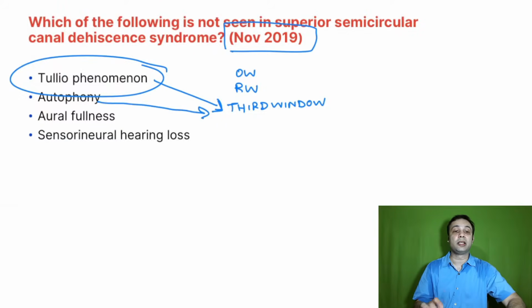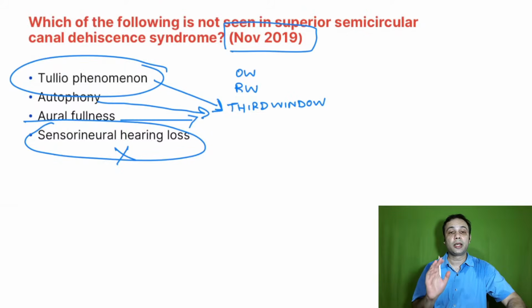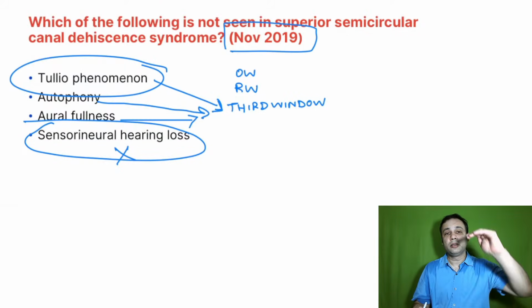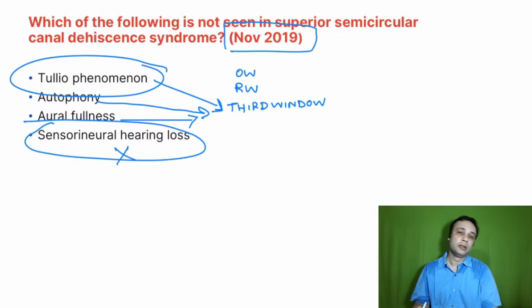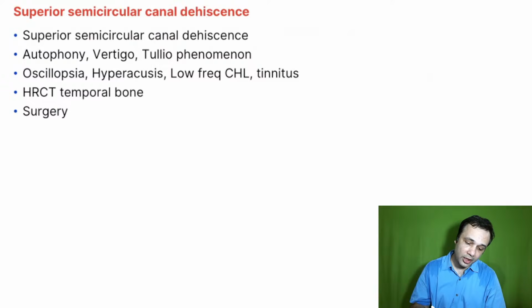Autophony is seen in cases of third window. Aural fullness, is it seen? It can be seen in case of third window. SNHL is not a feature of superior semicircular canal dehiscence. They are called superconductors, right? Their bone conduction is much better as far as the dehiscence is concerned, right? So these are the key features here of superior semicircular canal dehiscence.